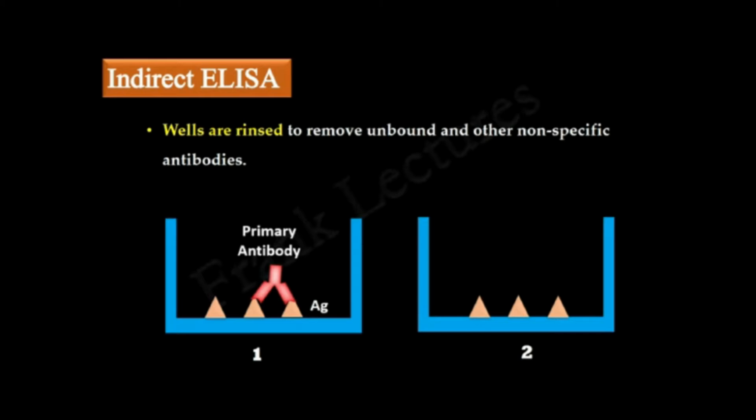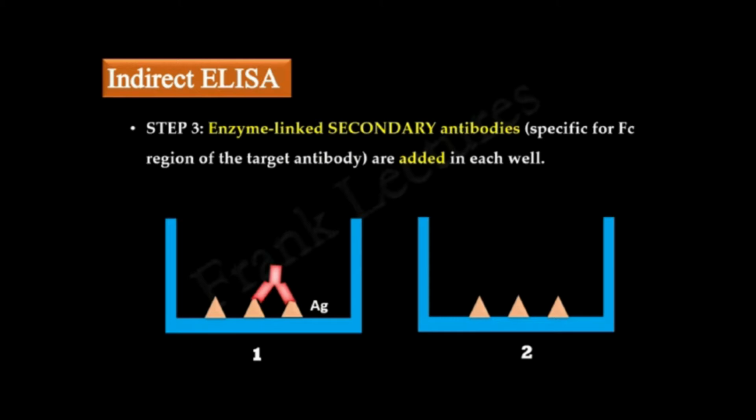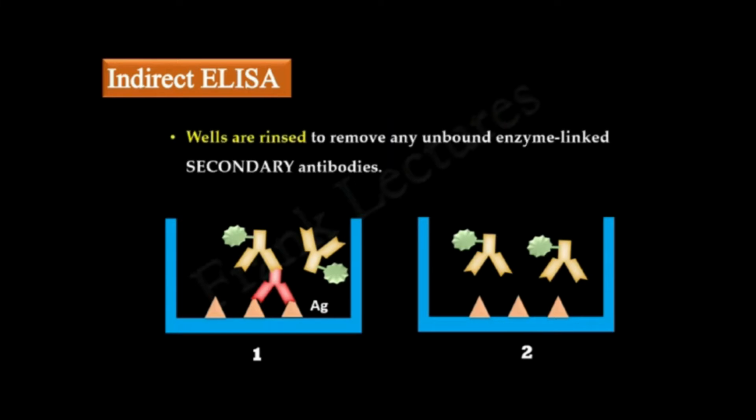In the third step, an enzyme-linked antibody which is specific to the target antibody is added. The first well contains primary antibody, which binds with the enzyme-linked antibody. Since in the second well there is no primary antibody, the enzyme-linked secondary antibody remains unbound. These unbound antibodies in the second well are removed on rinsing.